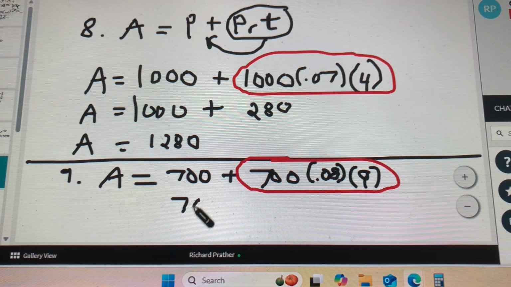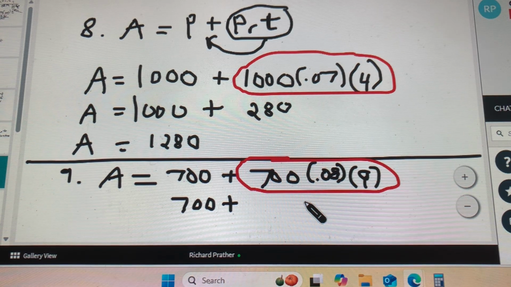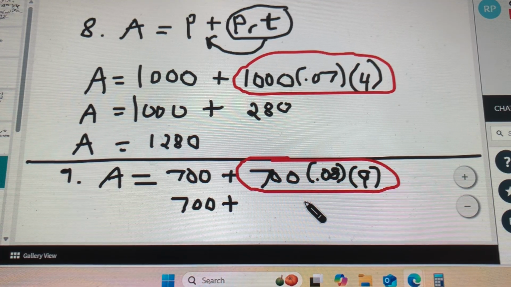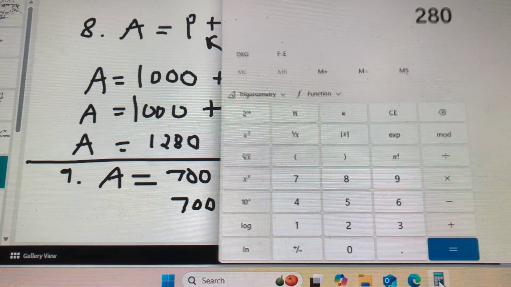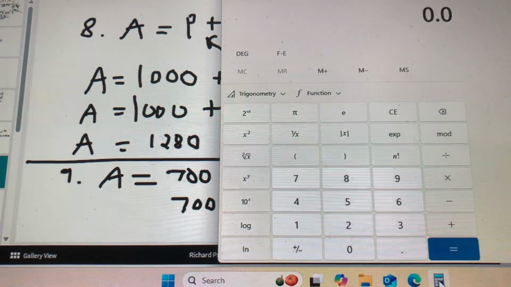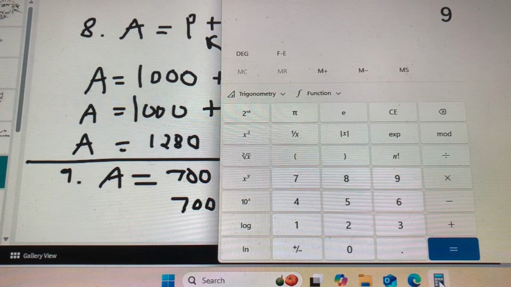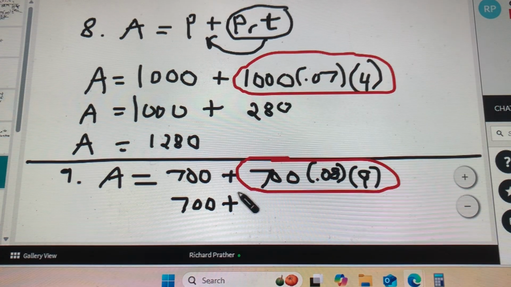Okay, so you can always do everything up to the plus. If you start mixing multiplication with addition or subtraction, then you got to slow down. But if you find a part where it's all multiplying and or dividing, and here there is no dividing, then you can do it all at once in a calculator. So 700 times 0.08 times 9. You can do all that together. 504.